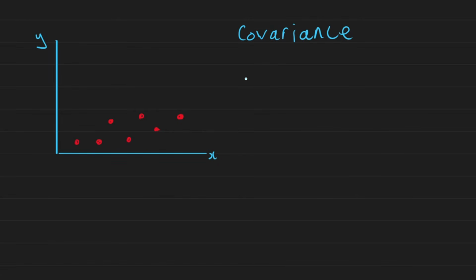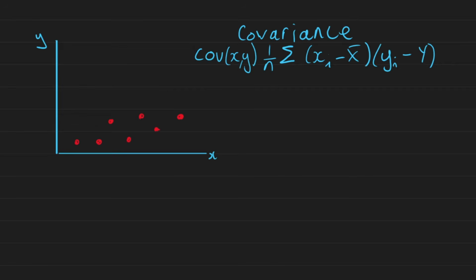So the covariance, what it does is that it considers, firstly, xi minus x bar, so that is the deviation in the x direction. Then we multiply it by the deviation in the y direction, and that gives us a product. Then we sum this product for all the data points, and divide it by the number of data points. So this is the covariance between the variables x and y.